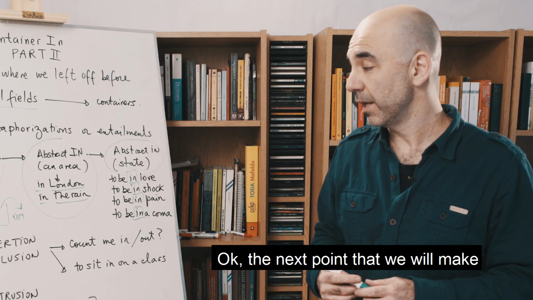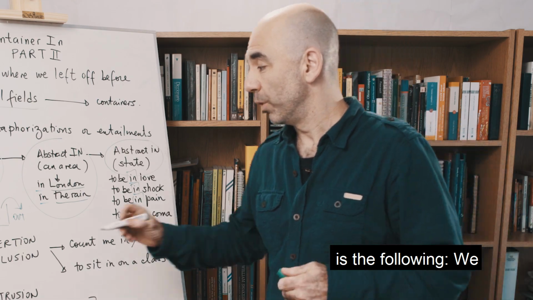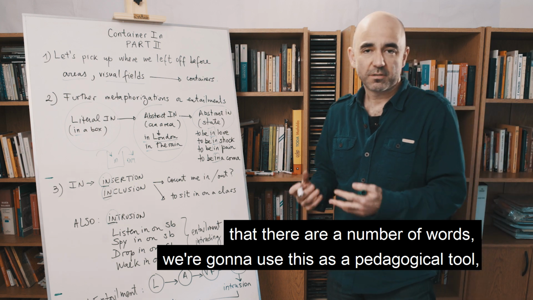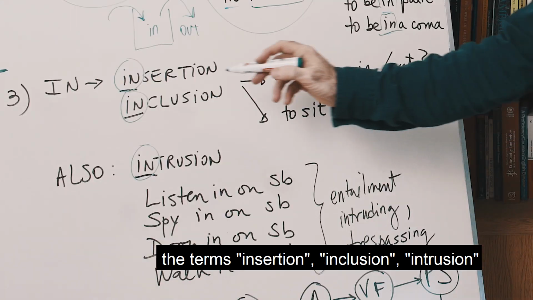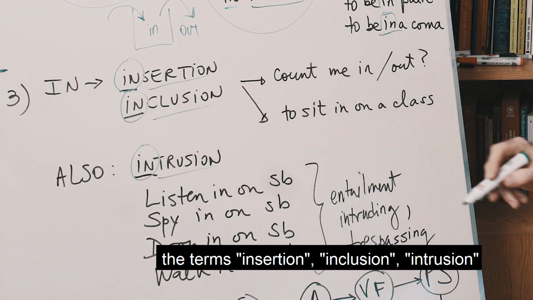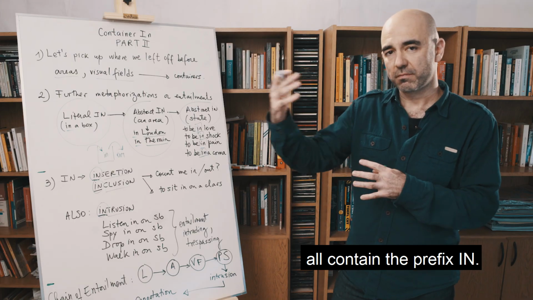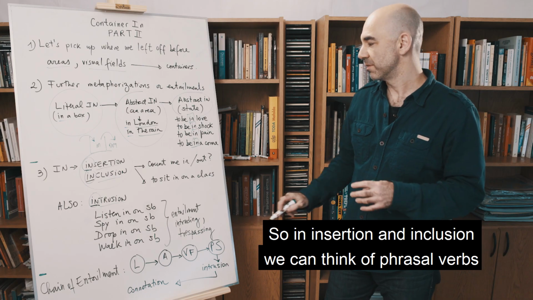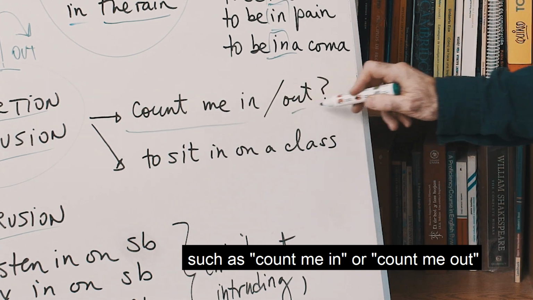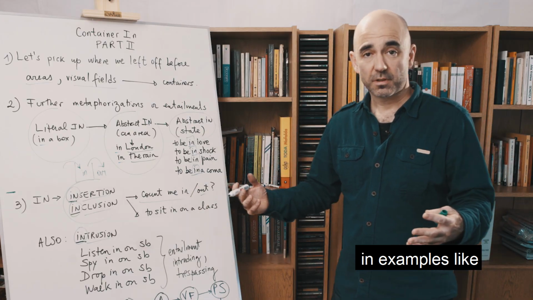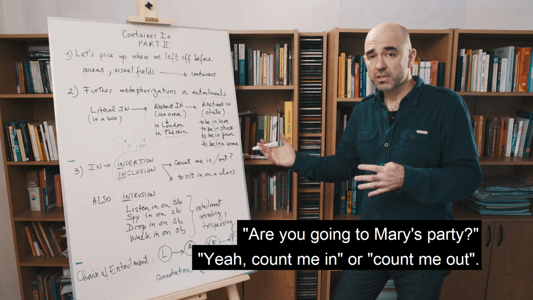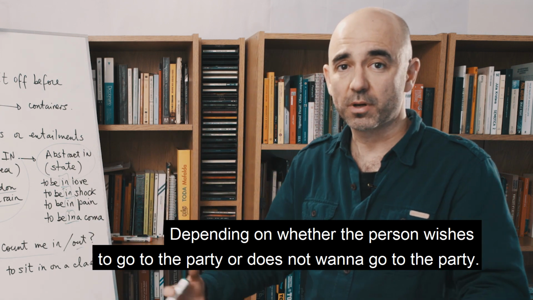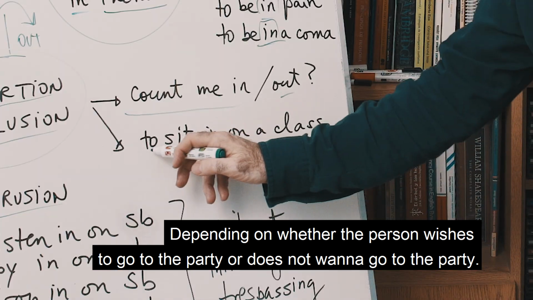Okay, the next point that we will make is the following. We should note that there are a number of words. We're going to use this as a pedagogical tool. The terms insertion, inclusion, intrusion all contain the prefix in. So in insertion and inclusion, we can think of phrasal verbs such as count me in or count me out. In examples like, are you going to Mary's party? Yeah, count me in or count me out, depending on whether the person wishes to go to the party or does not want to go to the party.